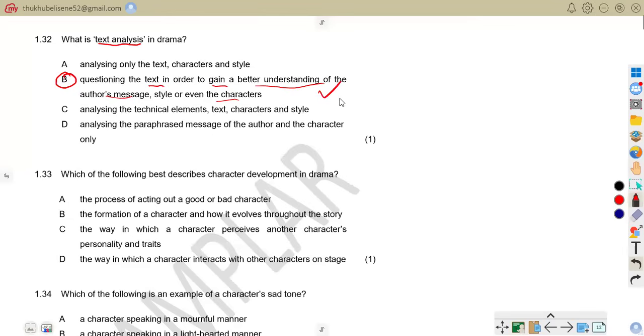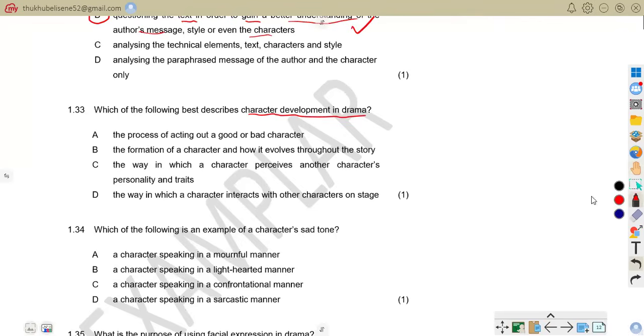So that is that. 1.33: Which of the following best describes character development in drama? The correct answer there is B. That is the formation of a character and how it evolves throughout the story. That is the correct answer for the given options.